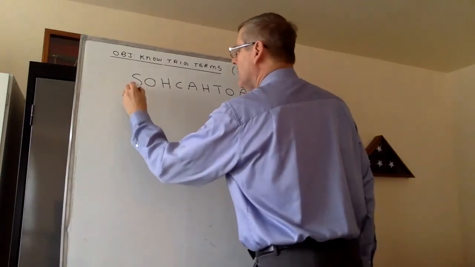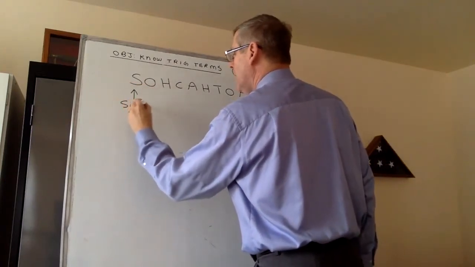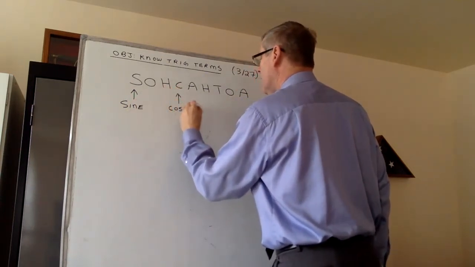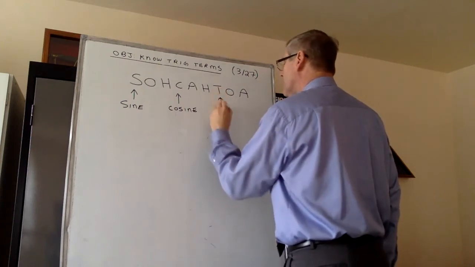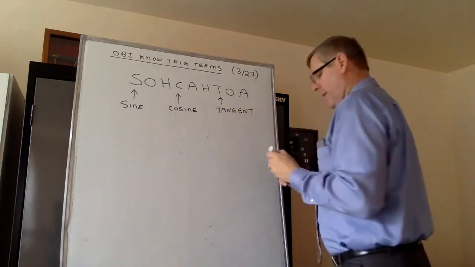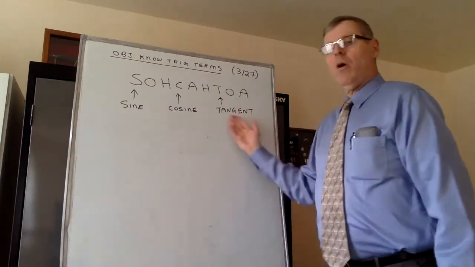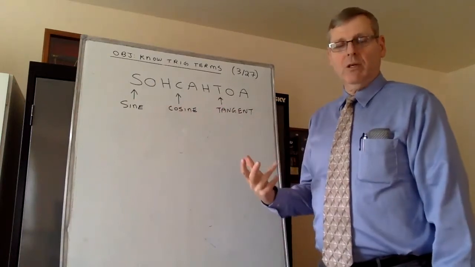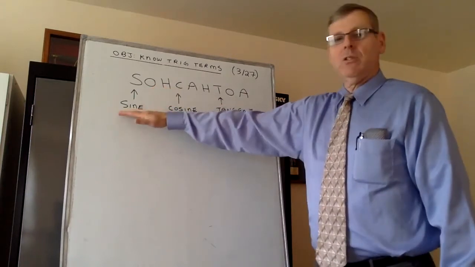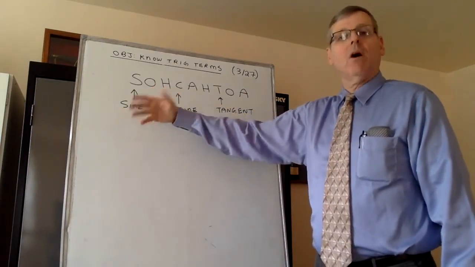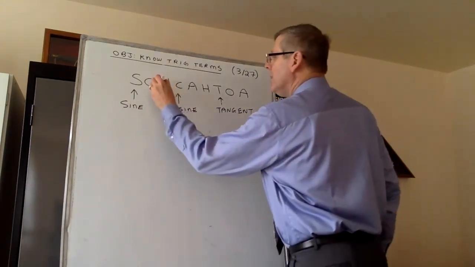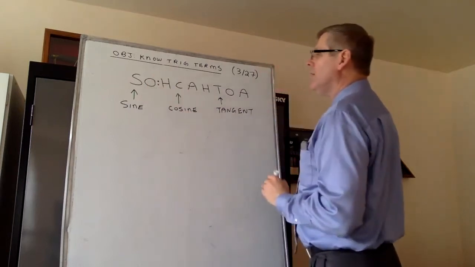The S in SOHCAHTOA stands for sine. The C stands for cosine, and the T stands for tangent. These words are all representations of ratios. Just rather than say the ratio of opposite over hypotenuse, we just say sine. Sine means a ratio of opposite over hypotenuse. So you could almost think of between the O and the H here, there being a ratio symbol.